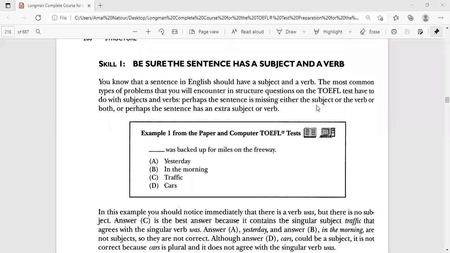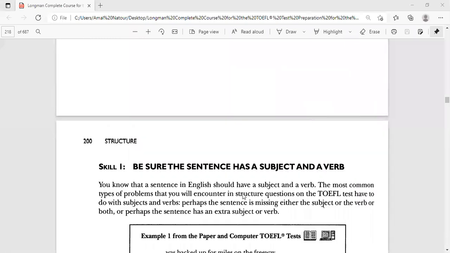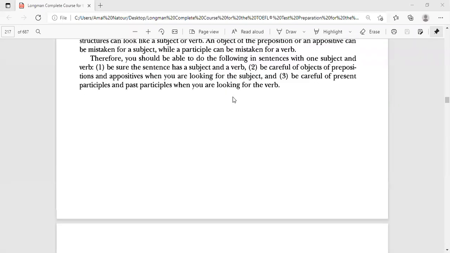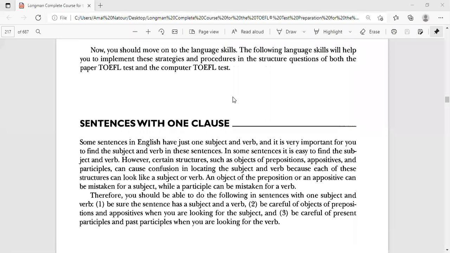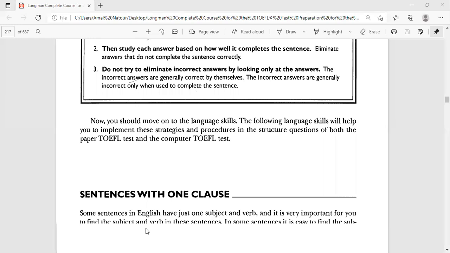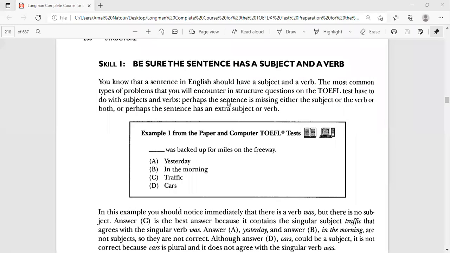Today we're going to start with sentence with one clause. Some sentences in English have just one subject and one verb. The first skill is going to be about sentence with one subject and one verb.